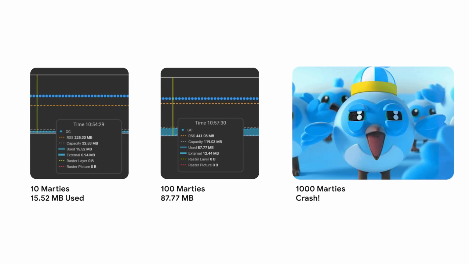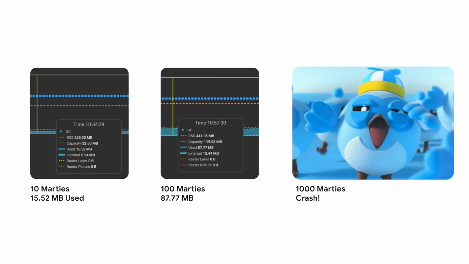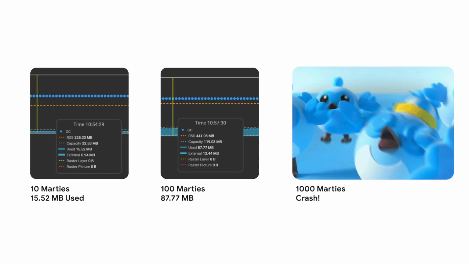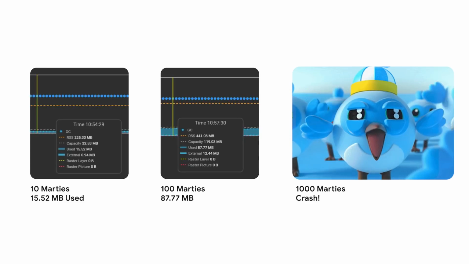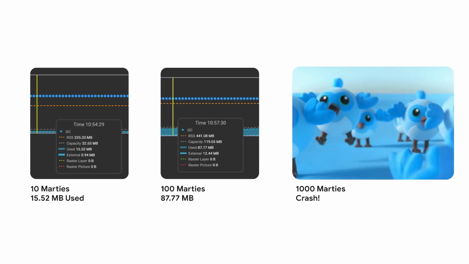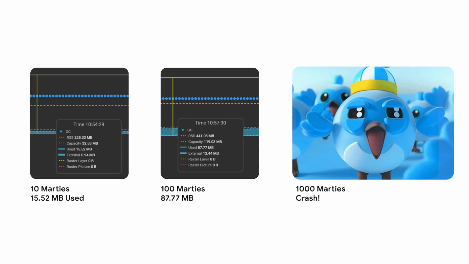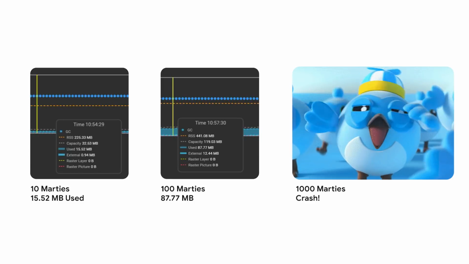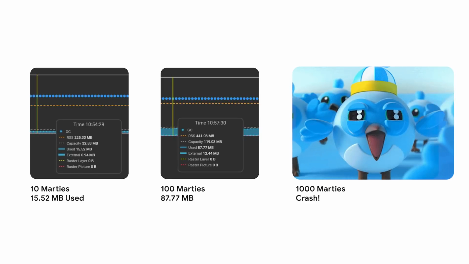So here I have already taken a look at the profiling, the memory impact for all of the demos that we did. 10 is roughly taking 15 megabytes, 100 in the range of 80, and 1,000 crash, and we couldn't even grab that information at all. So this is about what we'd expect between 10 and 100.